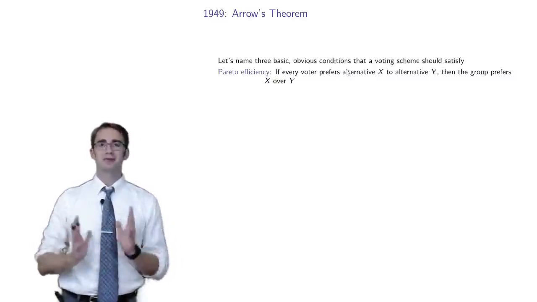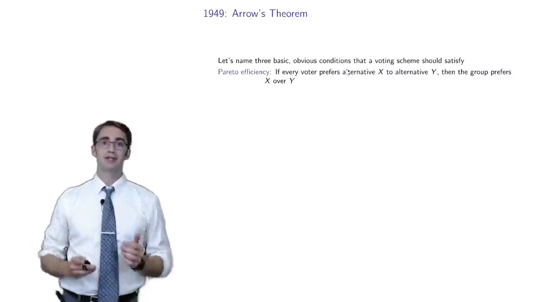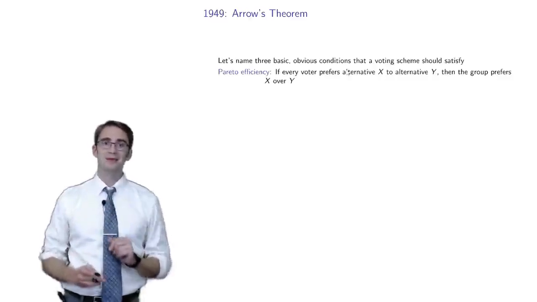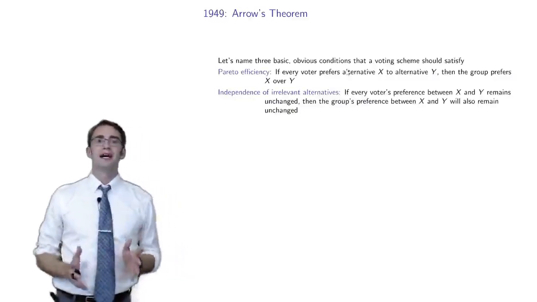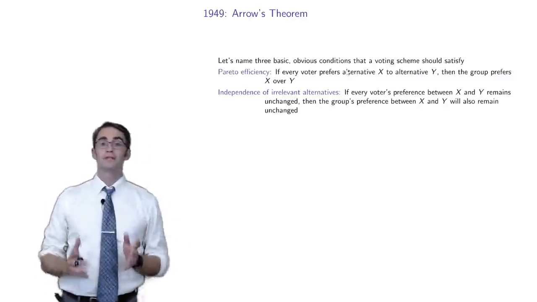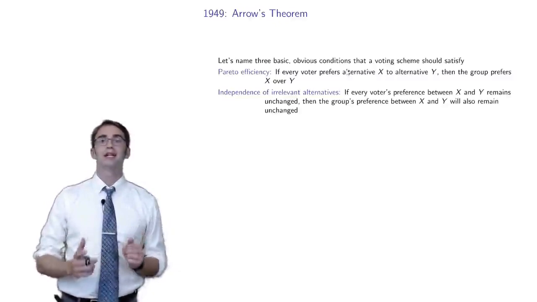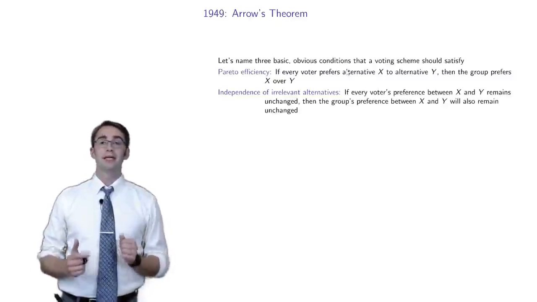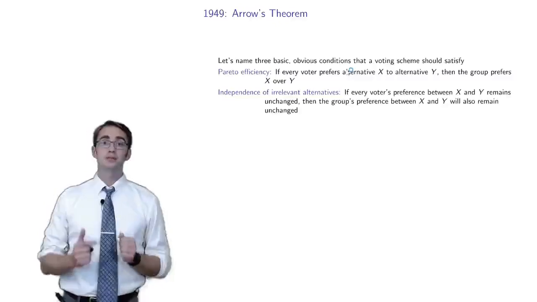Any voting system in which that would be the outcome is a bad one. So that's rule number one, right? Axiom number one. Rule number two, independence of irrelevant alternatives. If every voter's preference between X and Y remains unchanged, then the group's preference between X and Y should remain unchanged. What do I mean by this?